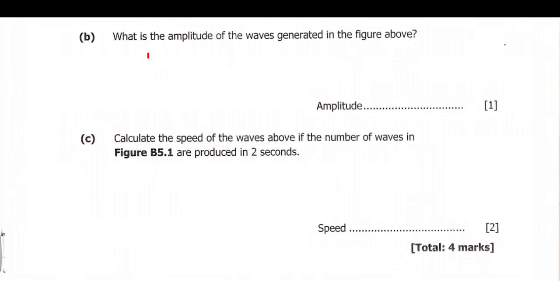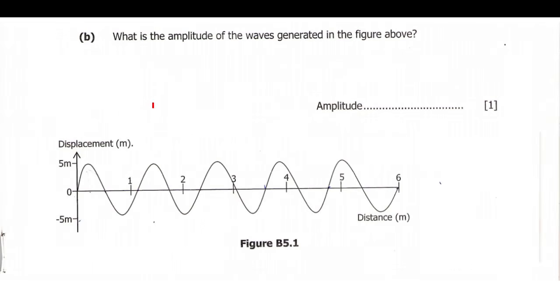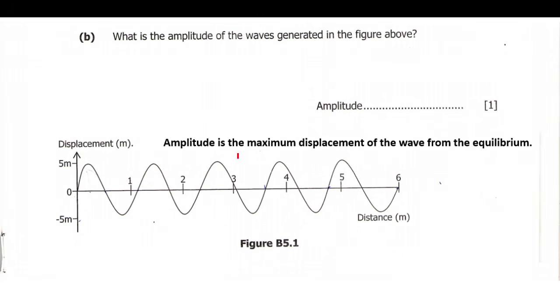So B says, what is the amplitude of the waves generated in the figure above? So for us to be able to answer the question, let's go back to the figure. So this is the figure, and we need to know the definition of the amplitude. Amplitude is the maximum displacement of the wave from the equilibrium.